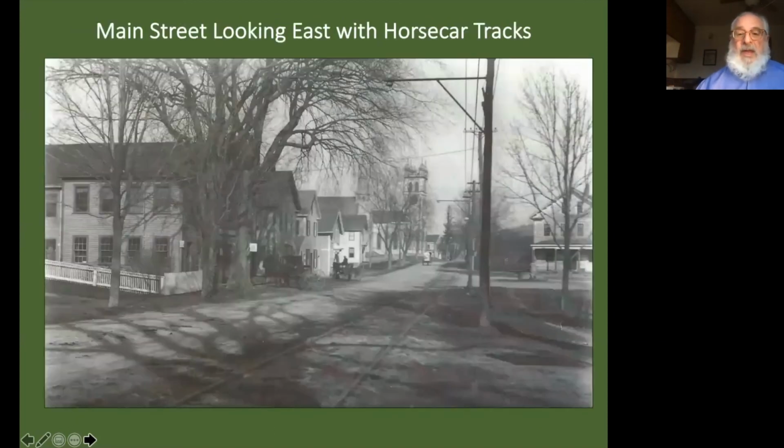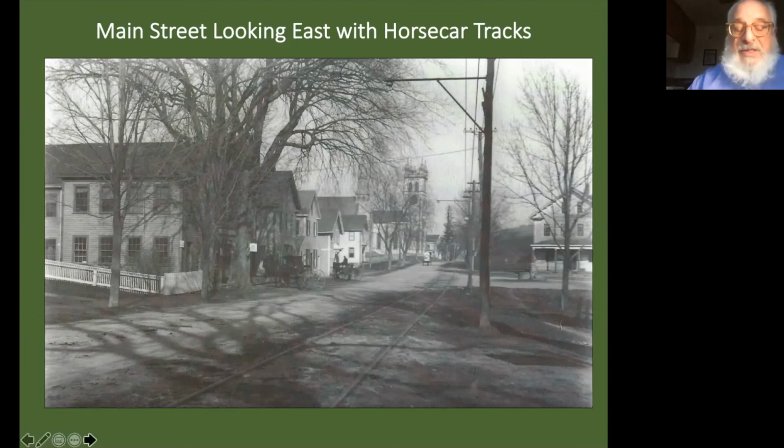Well, here's a picture, undated, but here are the horsecar lines on the side of the road. And this is from basically the center of town today looking east. You can see the horsecar lines that were on the side of the road. And at this point, it looks like just all horse carriages using the road.